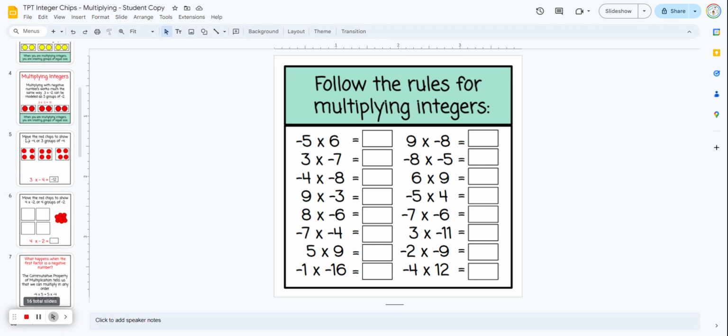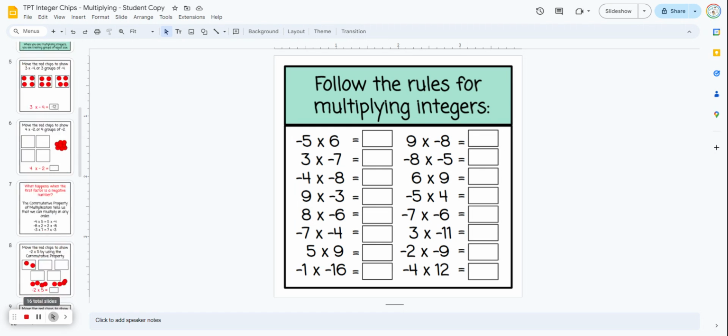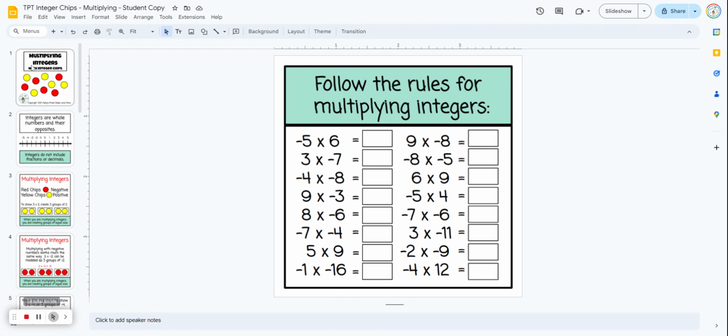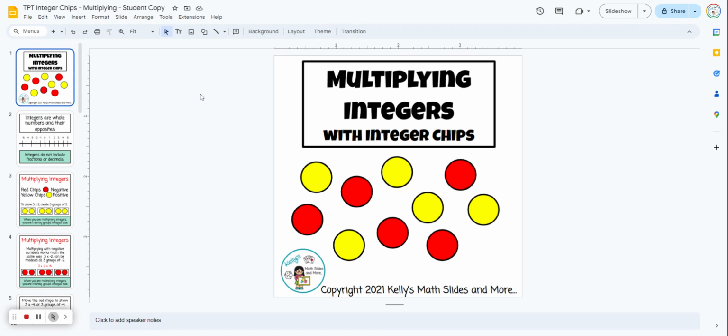So it starts out giving students 2 ways to visualize multiplying integers and then leads them to the rules. So this is a digital lesson, multiplying integers with integer chips.